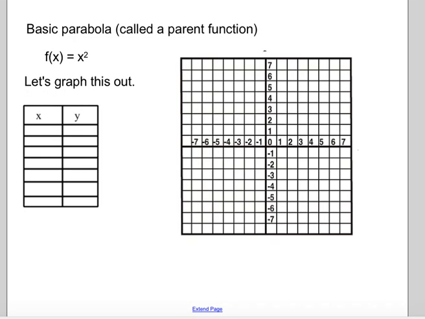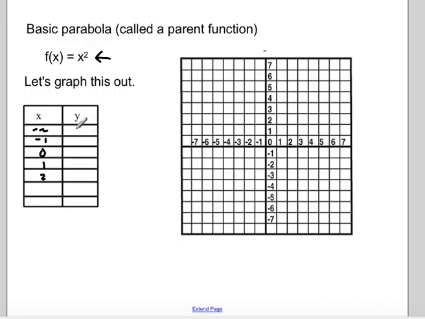So we're going to first look at some transformations here. We've got a basic parabola here. It's called a parent function, and it's y equals x squared, or f of x equals x squared. And we're going to go ahead now and just graph that out. So doing so, I'm just going to pick some nice x values here, like -2, -1, 0, 1, and 2. So then what I'm going to do here is plug those x values in there and then be able to get my y value.